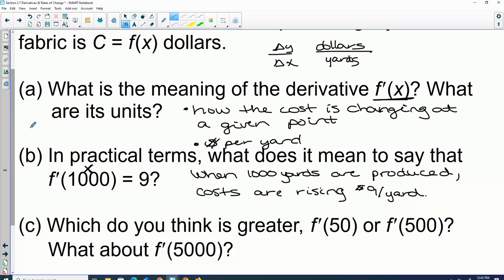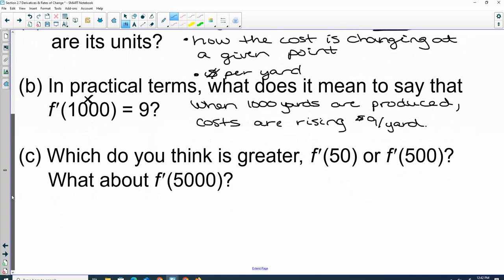All right, part C. Which do you think is greater? f prime of 50 or f prime of 500? So keep in mind, prime is how the cost is changing. Think about in general, if you are ordering t-shirts, what happens if you have 15 t-shirts to design? Is your cost high or low per shirt? It's usually higher per shirt because they charge you the design fee, and you have to get them printed.